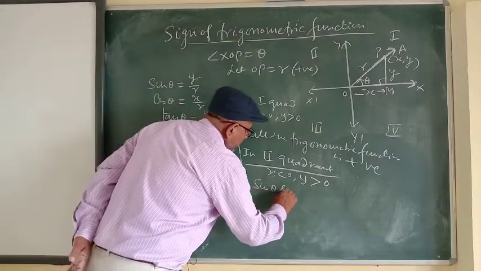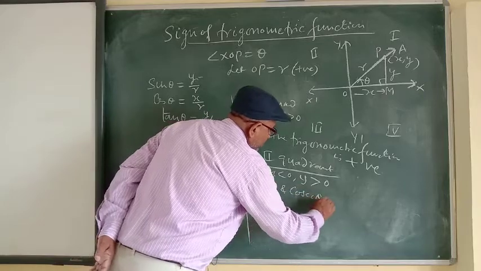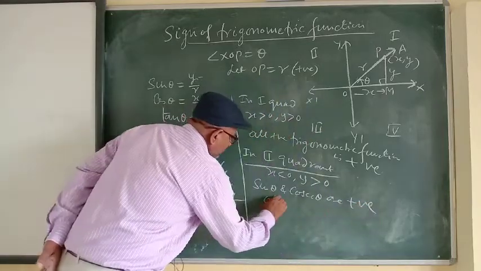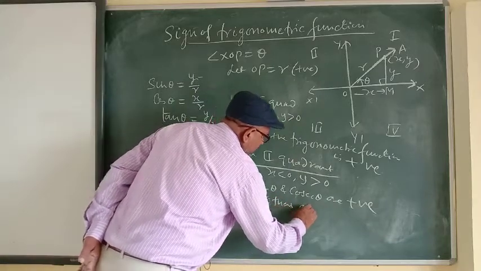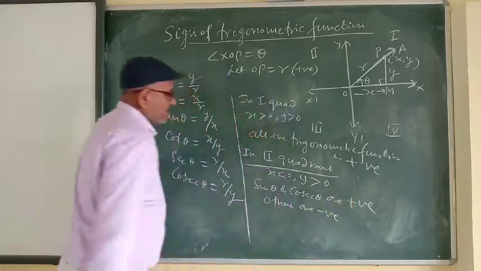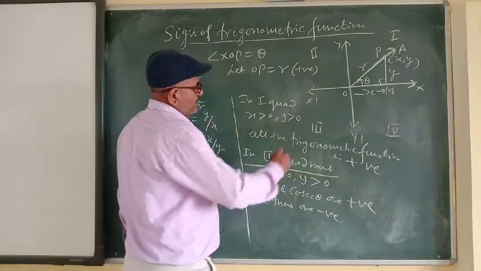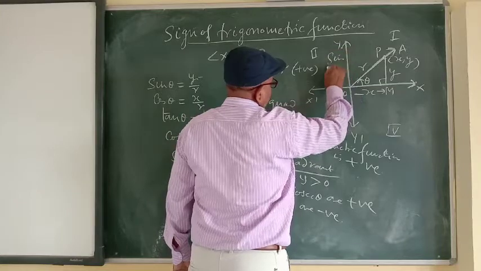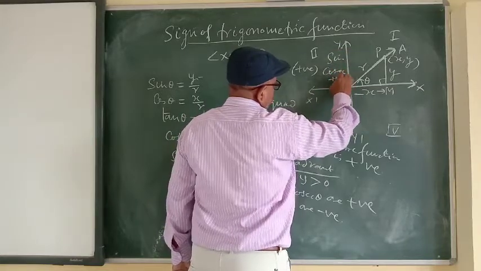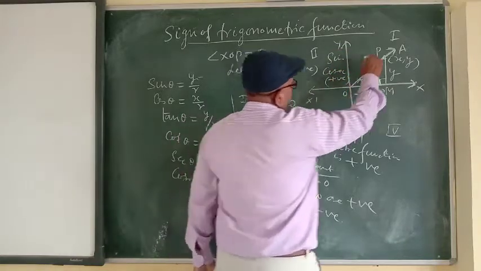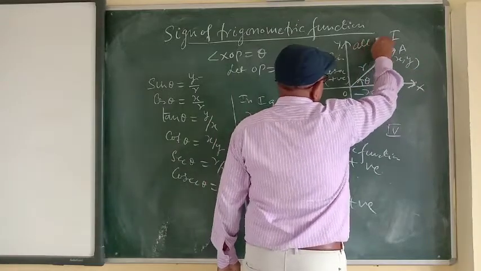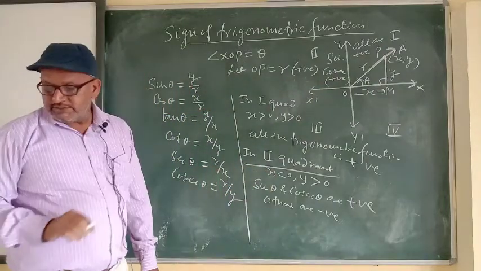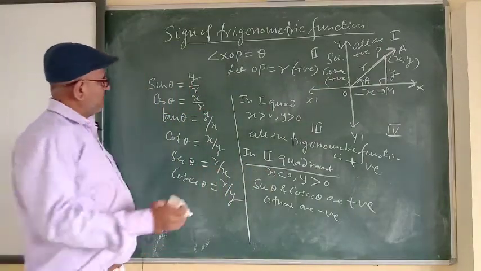Sin theta and cosec theta are positive, others are negative. So in the second quadrant only sin and cosec are positive. So first and second quadrant over. Now we will see the third quadrant.